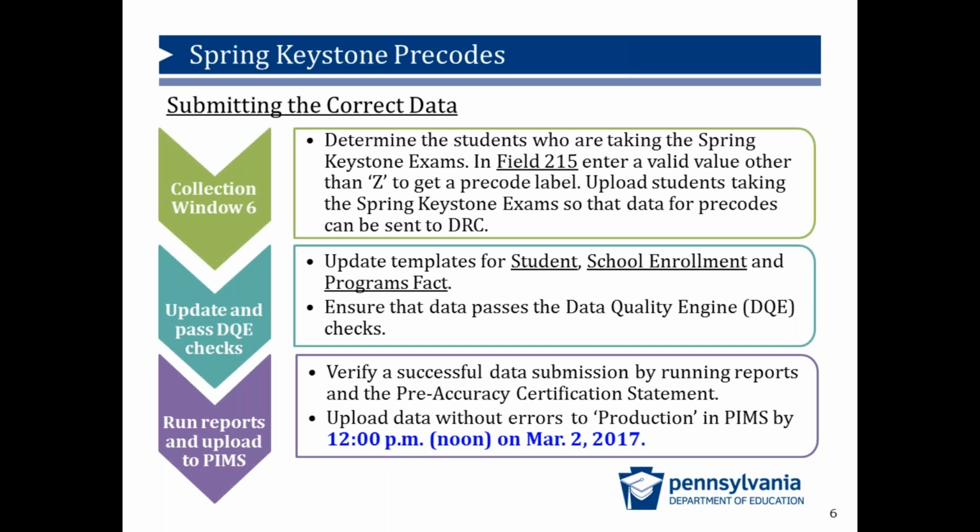Submitting correct data. In order to submit the correct data, PIMS administrators must first identify the students who are taking the Spring Keystone exams and load them for this internal snapshot. In field 215, educating entities should code the student with a valid value other than Z to get a precode label. Then the educating entity should upload students who are taking the spring Keystone exams so that data for precodes can be sent to DRC for generating precode labels and setting up test sessions.